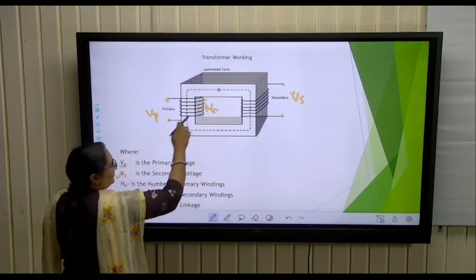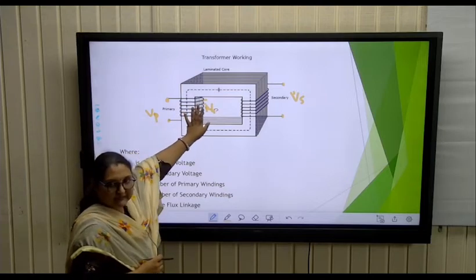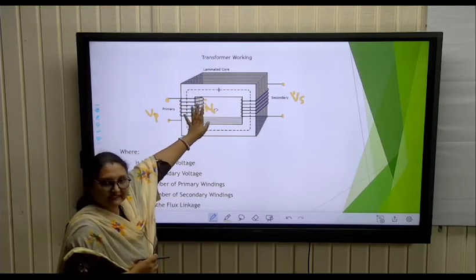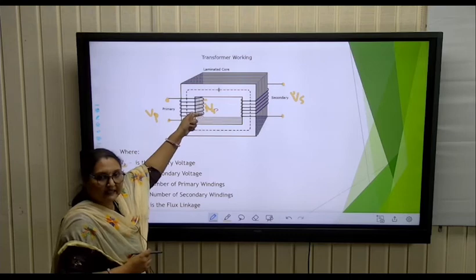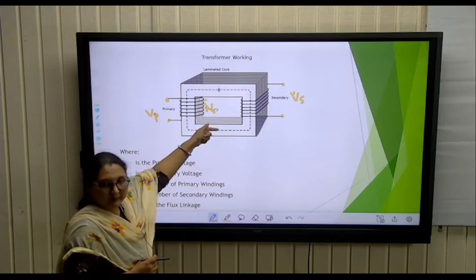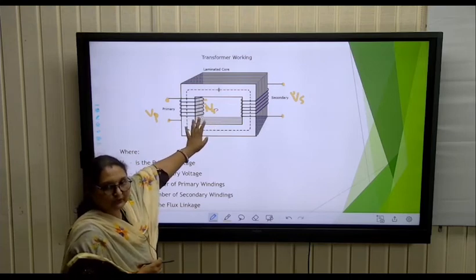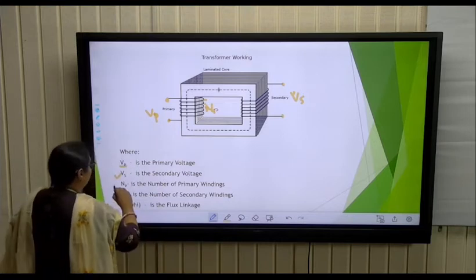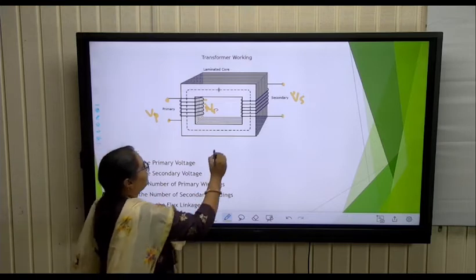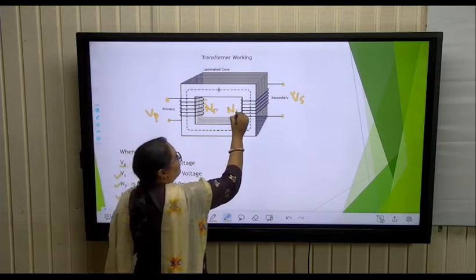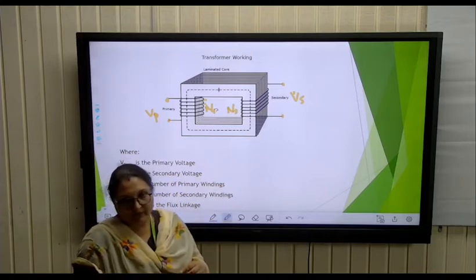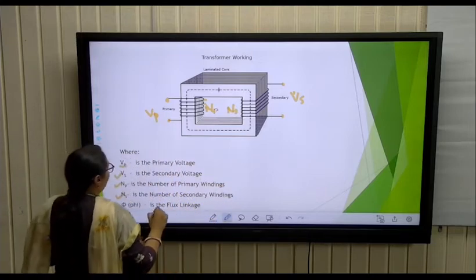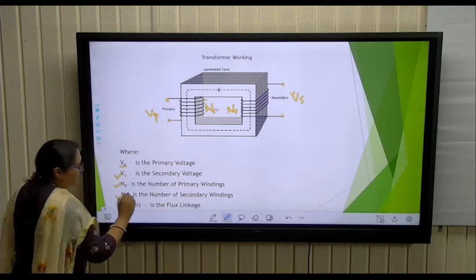Okay, so as I told you, this is the primary side. The number of turns associated with this winding is denoted by NP. So NP is the number of turns on the primary side. Similarly, NS is the number of turns on the secondary side. Fine. So the last term is phi.